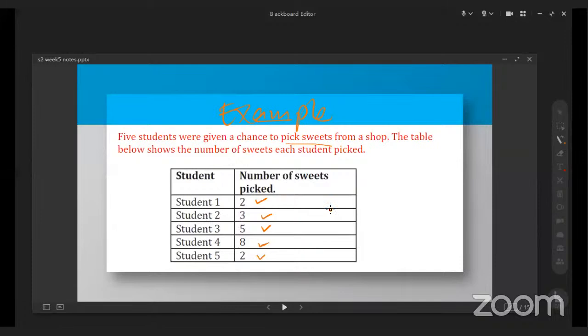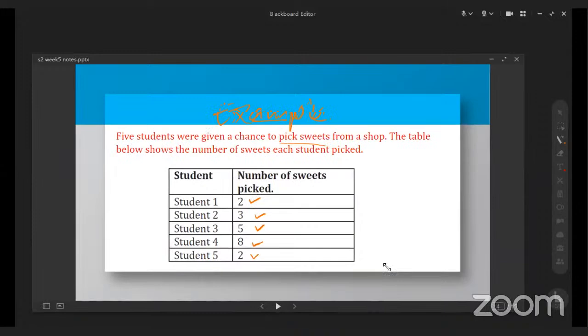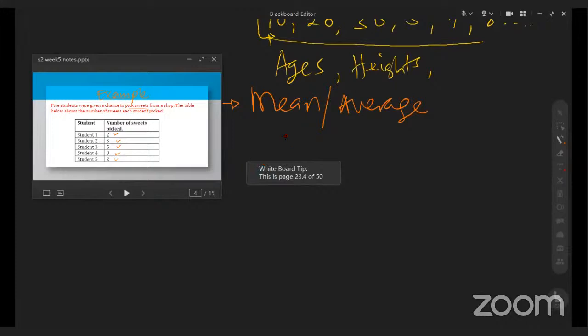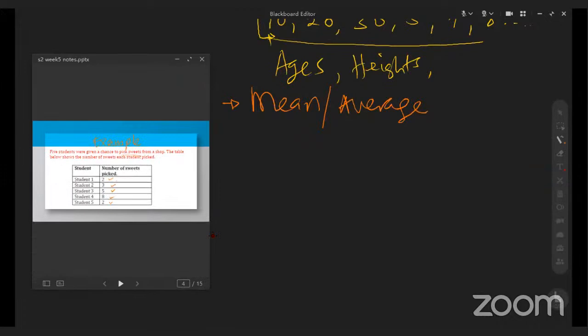Okay. Now, what do we mean when we talk about the mean? Now, the mean also is the same as average. These are the same, we always use them interchangeably. We can talk about the mean, or you can say it is the average. Now, when you get these sweets here that people have taken, if everyone has taken a different number of sweets, this one has taken 5, this one has taken this, and so on.